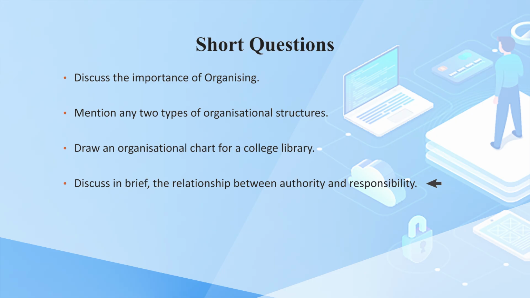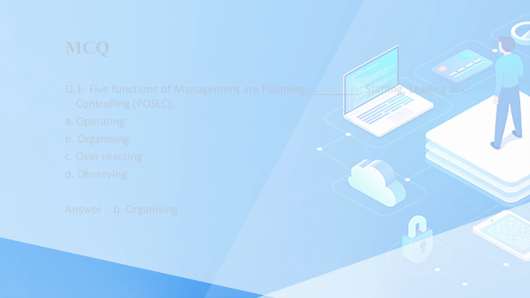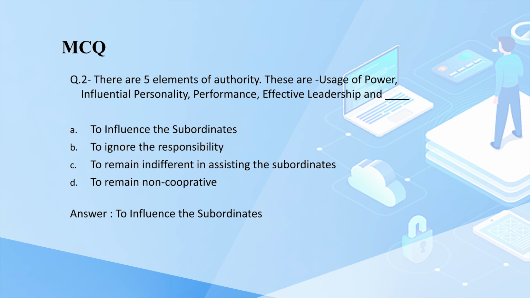Then, learners, I have given some MCQs. In the first, the 5 functions of management are planning, staffing, leading, and coordinating, and the missing one is B, for organizing. Then the 5 elements of usage of power are influential personality, performance, effective leadership, and what else? One is to influence the subordinate. I have already told this one. These are the usage of power. There are 5 elements of authority. One is to influence the subordinate, because these are the ways we can do that.